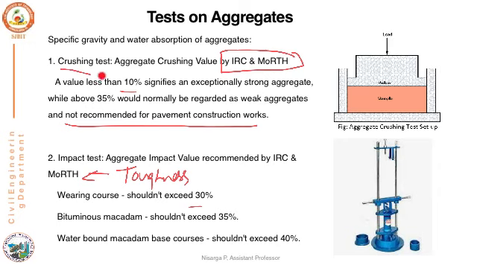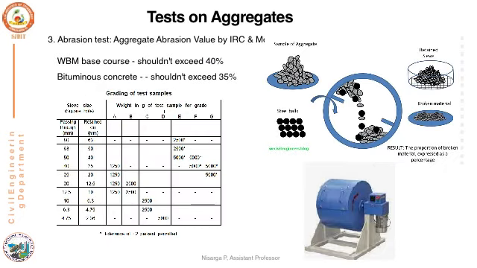And here, when we do the aggregate crushing test and impact test, we have to select the aggregates passing 12.5 mm and retained on the 10 mm sieve. Such aggregates are tested and we have to determine the aggregate crushing value and the impact value for road construction work. The next test is the abrasion test.